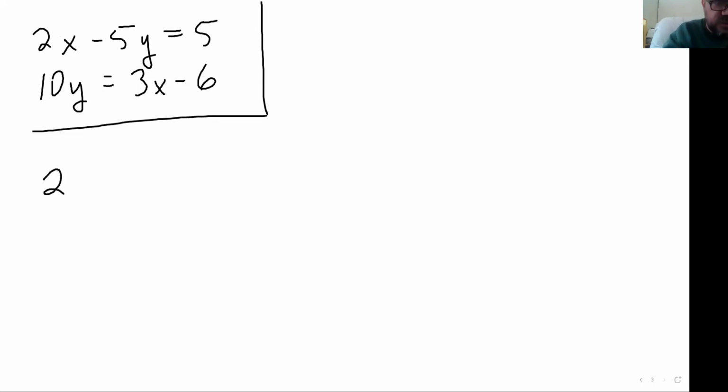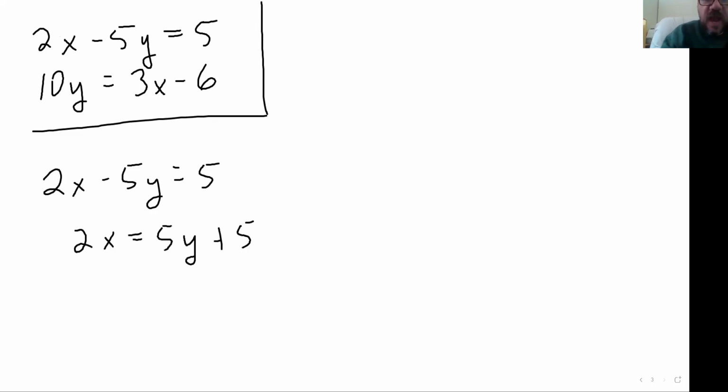So I'm going to have 2x minus 5y equals 5. So I'm going to move the 5y over to the right. So I'll have 2x equals 5y plus 5. I shouldn't say move. I'm going to add the 5y to both sides. And the result will be this thing that you see here. Then I'm going to divide everything by 2. And that is going to give me fractions. And that's too bad, but sometimes you get fractions.